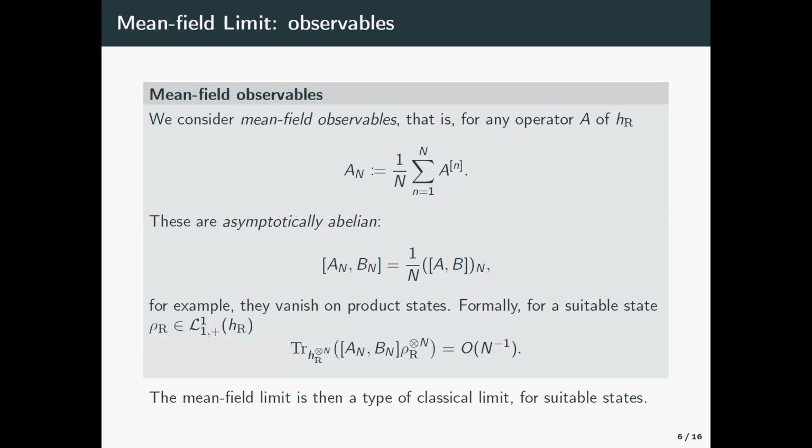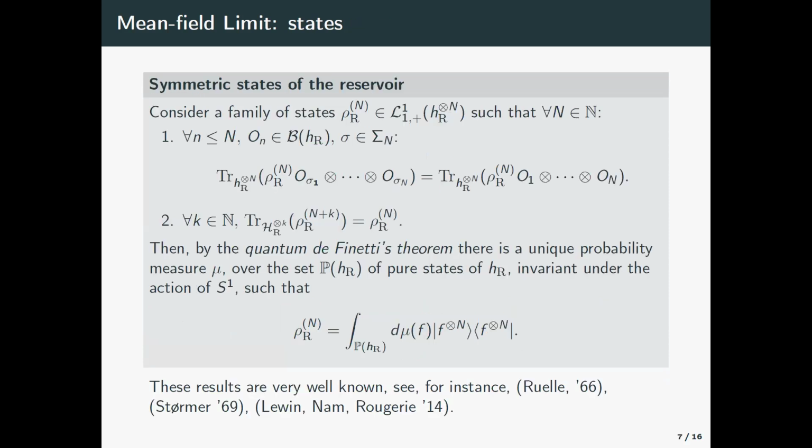So the main property of these mean field observables is that they are asymptotically abelian, as is well known. This means that if I take the commutator of two mean field observables, I get a mean field observable in which I gain a power 1 over n. So what this is telling us is that this is a mean field limit. For suitable states, for example product states, formally this scales as 1 over n. So the mean field limit is a classical limit, which is a very well-known thing.